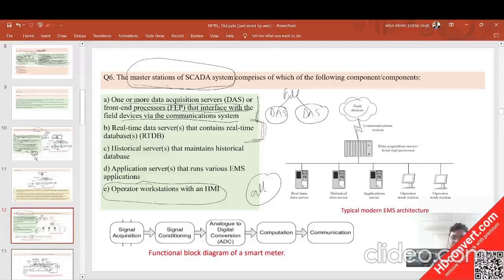It can be multiple. For suppose there are remote locations, there are 3 plants and you want to control all, so the data acquisition system will be different for different systems, and it communicates with these field devices. Coming to the B part, there is a real-time data server that contains a real-time database. Actually this SCADA will monitor and control in real time itself, so that is correct, because you need the real-time database for this real-time operation.